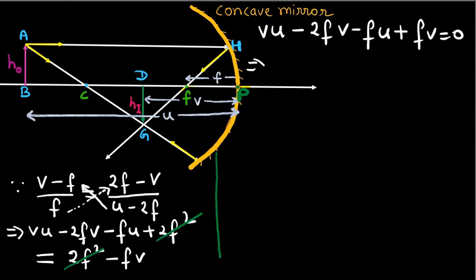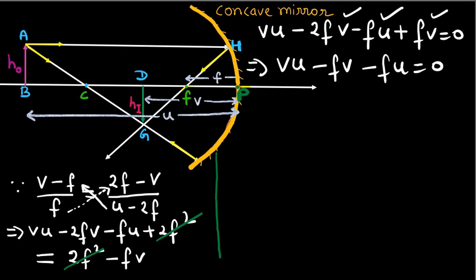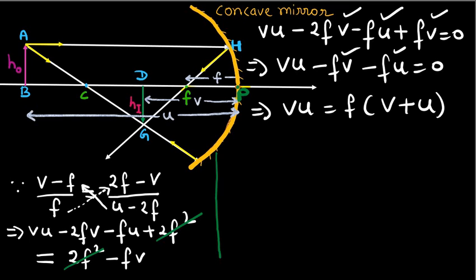Now putting the like terms together, we have VU, and minus 2FV plus FV is minus FV, and then minus FU is equal to 0. Sending the negative terms to the right side, we have F times (V plus U). I have transposed the two terms to the right side and taken the highest common factor as F.